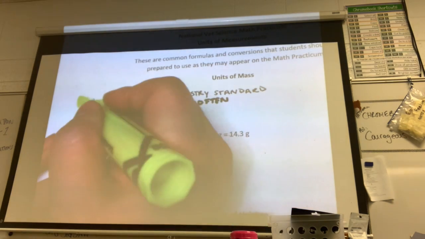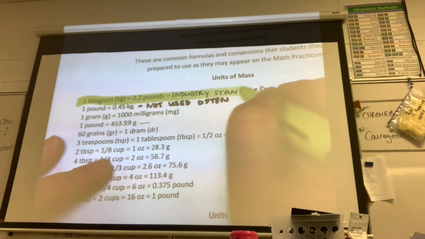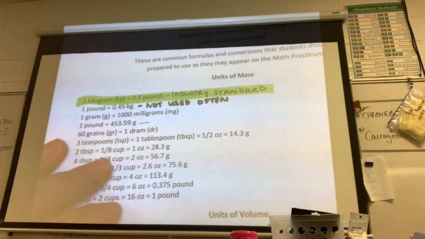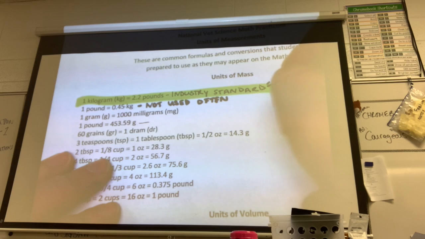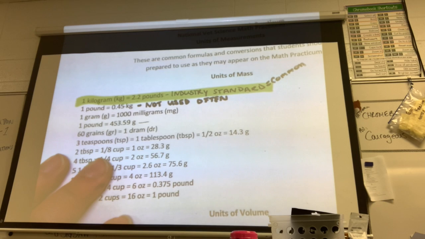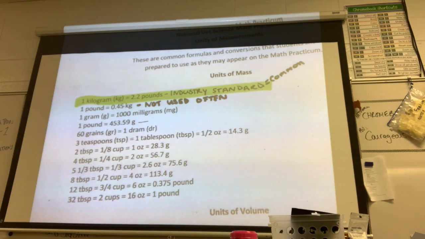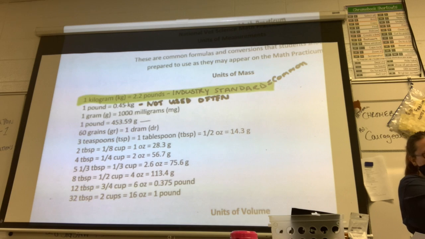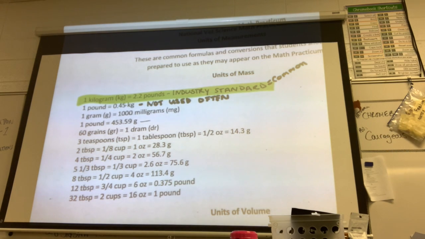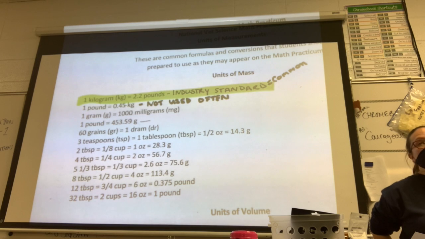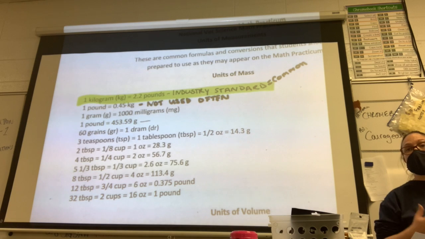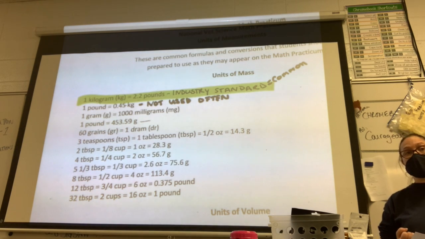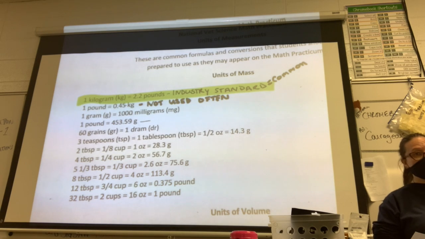So I'm going to highlight this: 1 kilogram equals 2.2 pounds, industry standard. So again, this means that it's common. That's what's generally used in the industry. So when I take a mass of an animal, generally if I'm taking a mass of a dog or a cat, I will put them on a scale, and that scale is going to give me one of two measurements. It will either give me their mass in pounds or in kilograms.